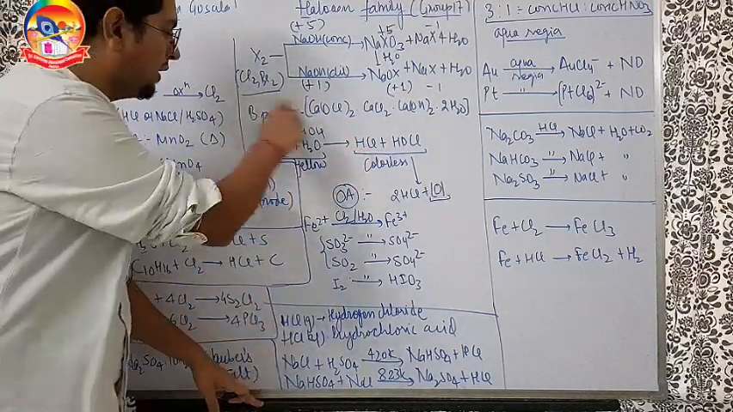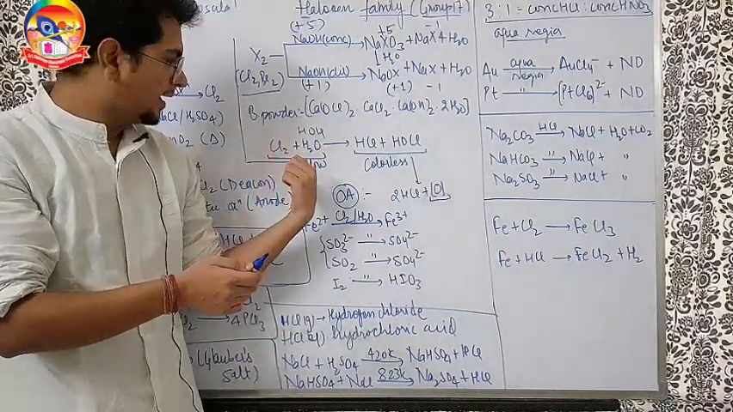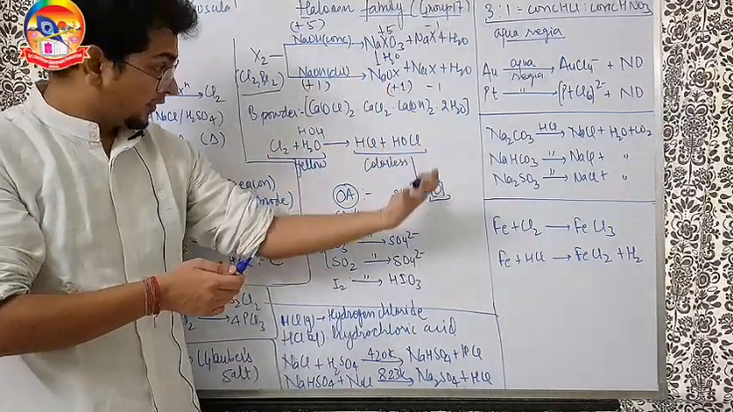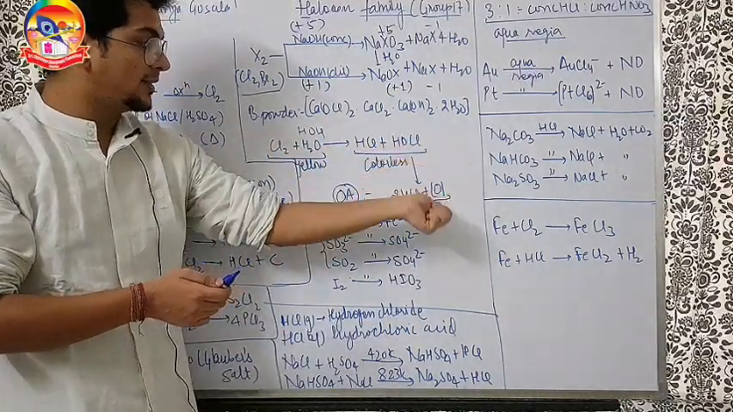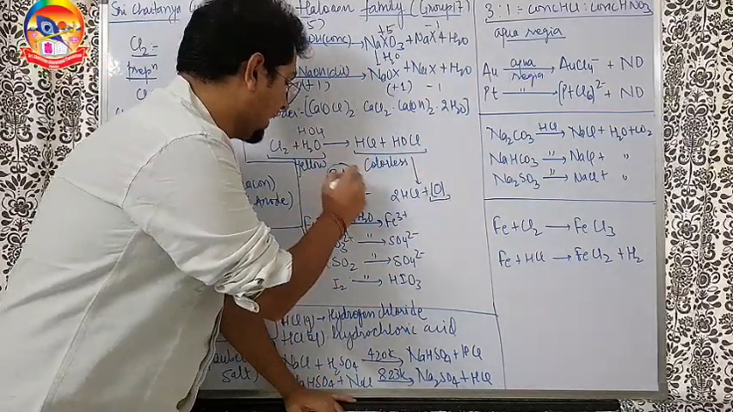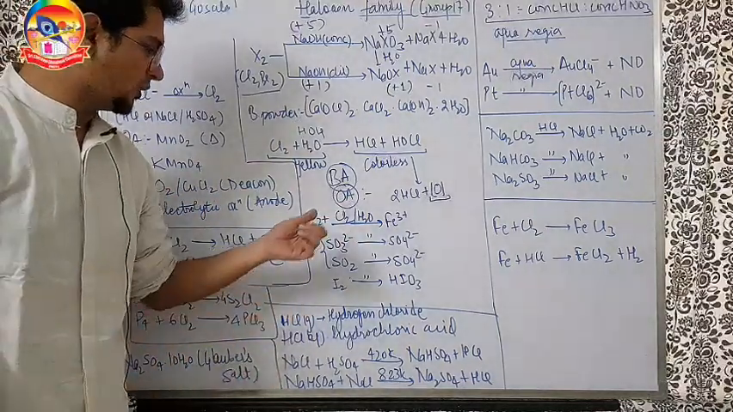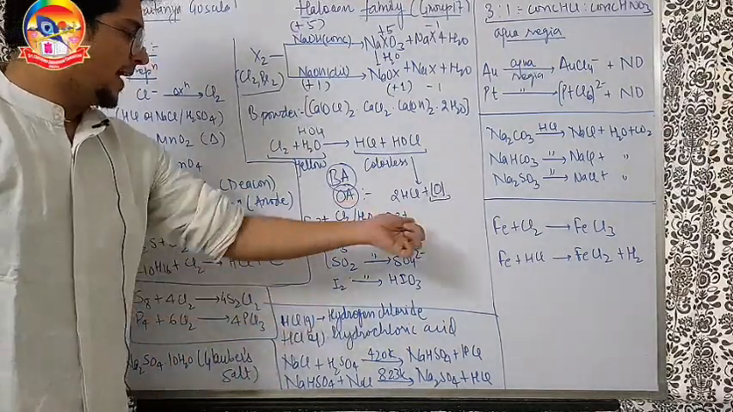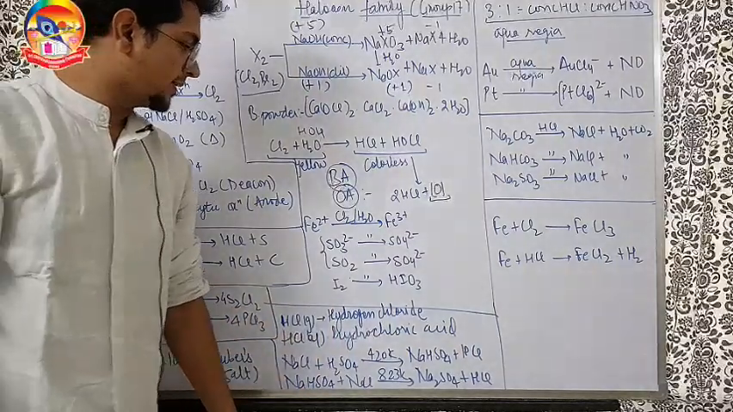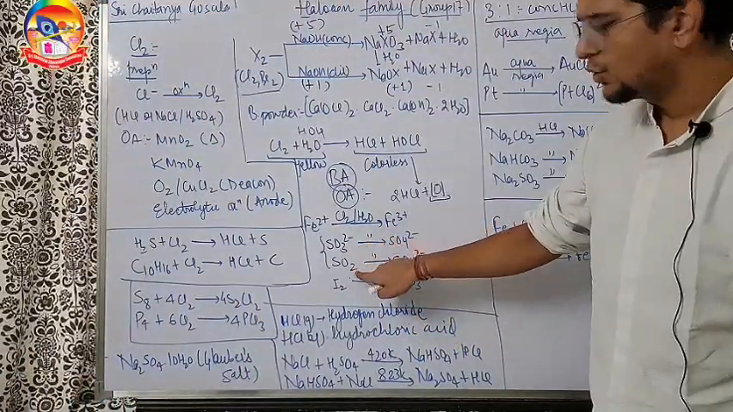So what happens? Chlorine water is yellowish in color, but slowly the water starts reacting and the yellow color disappears. Furthermore, the HOCl formed releases nascent oxygen also. So it acts like a bleaching agent as well as an oxidizing agent. Reactions we can see of chlorine water as an oxidizing agent: it oxidizes Fe2+ to Fe3+, SO3 2- to SO4 2-, SO2 to SO4 2-. SO3 2- and SO2 are the same only.